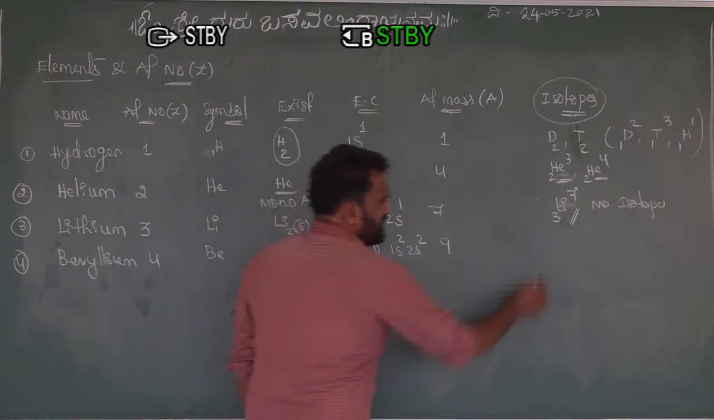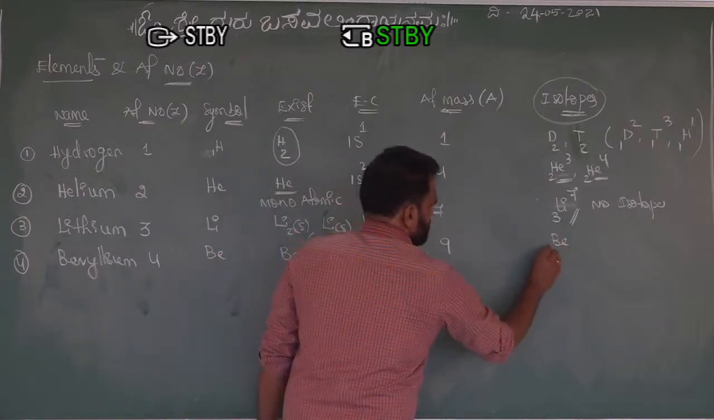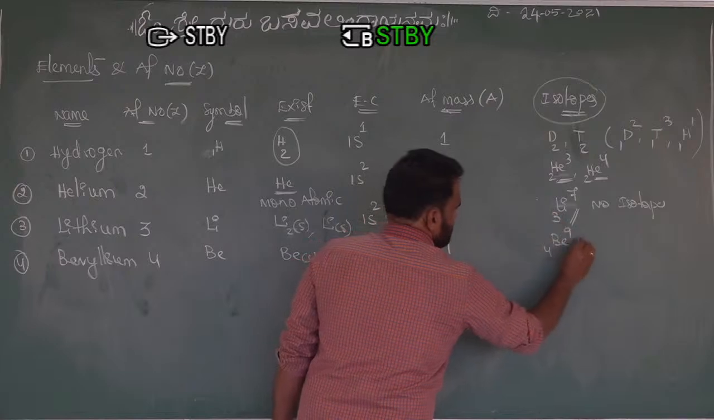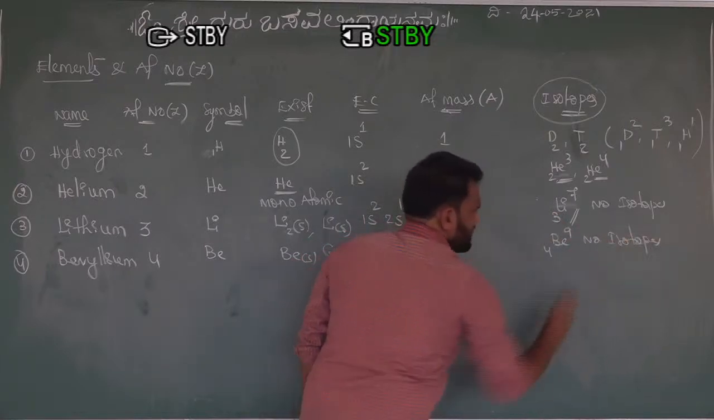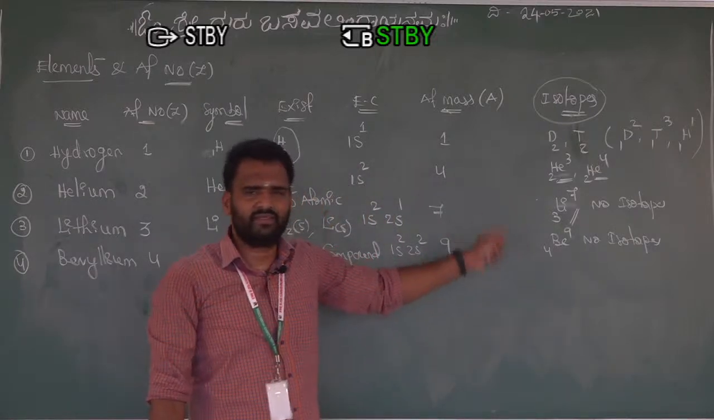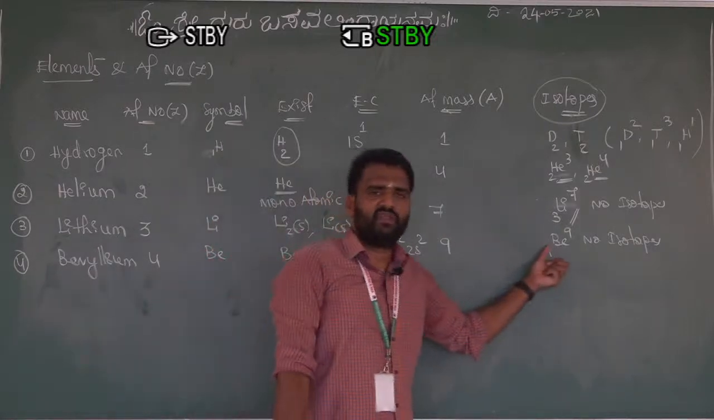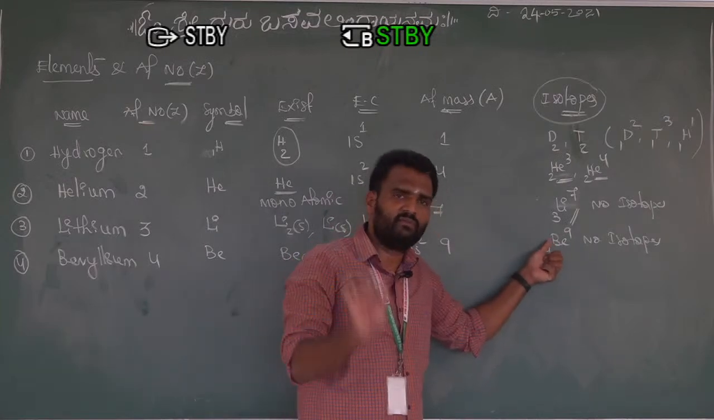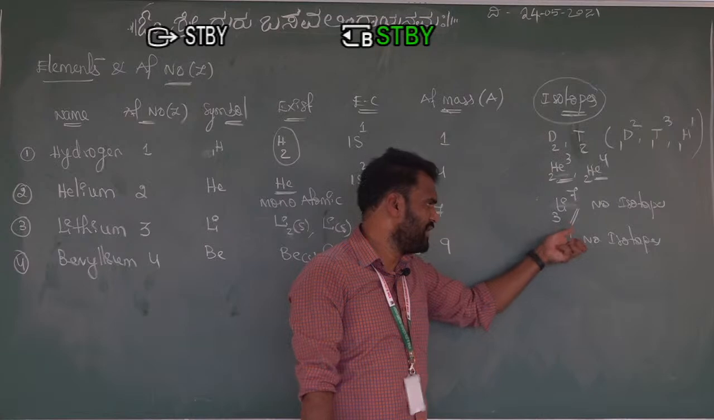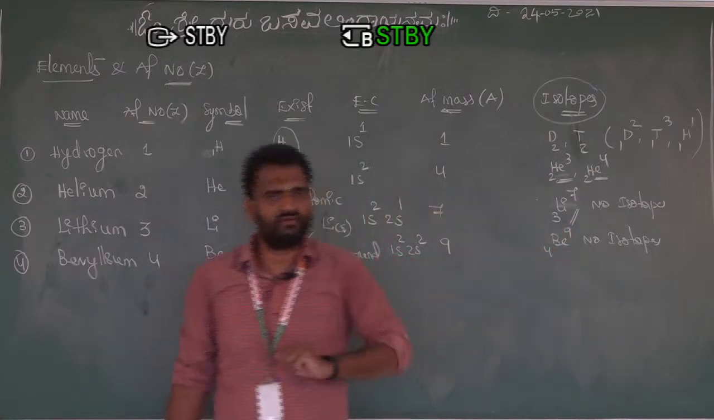9. And here also no isotopes. So here Be with 4 and 9. Only beryllium-9 will exist, not any other isotopes. Please remember, beryllium also will not exhibit any isotopes. Only one atomic symbol you will get, Be. 9 is the atomic mass and 4 is the atomic number.